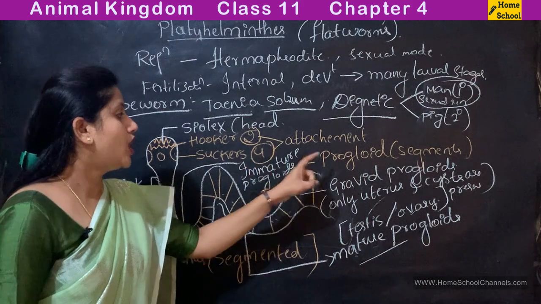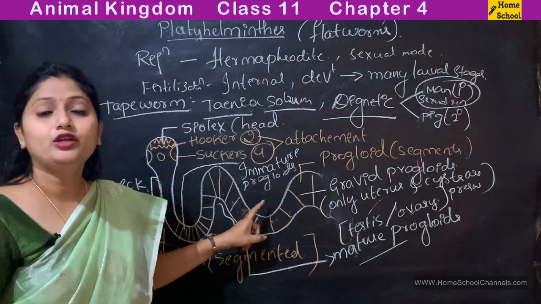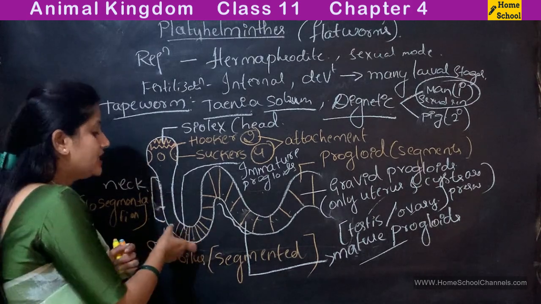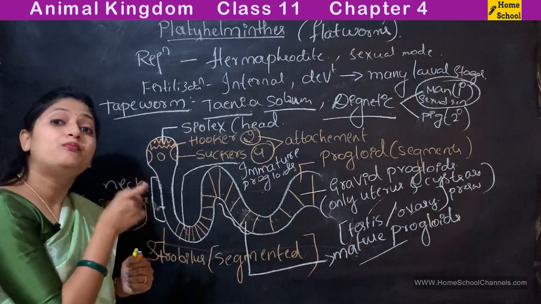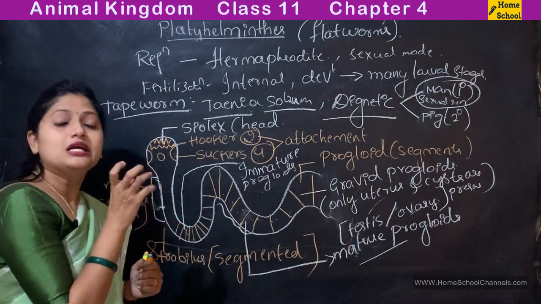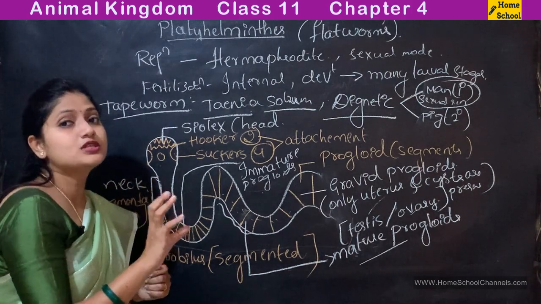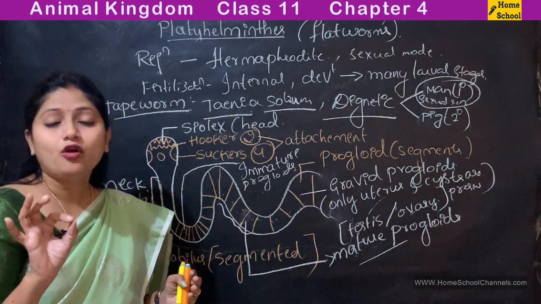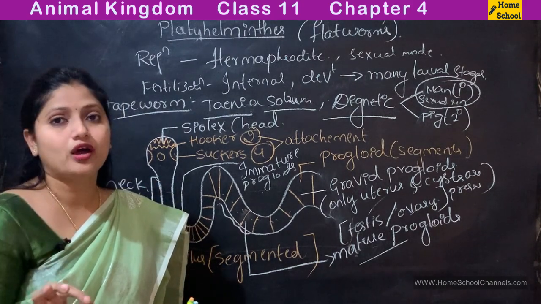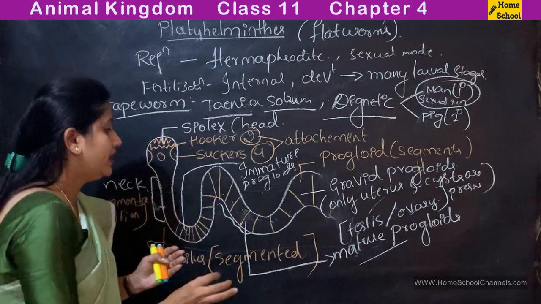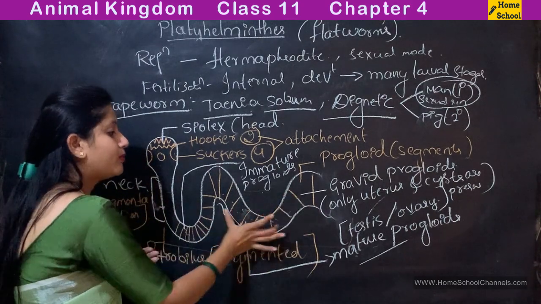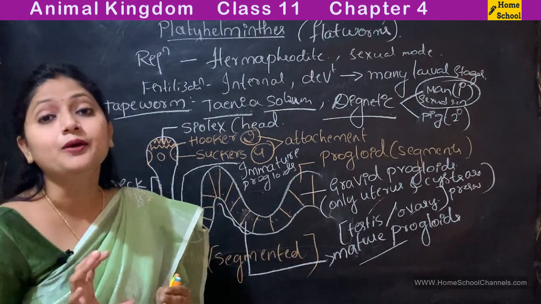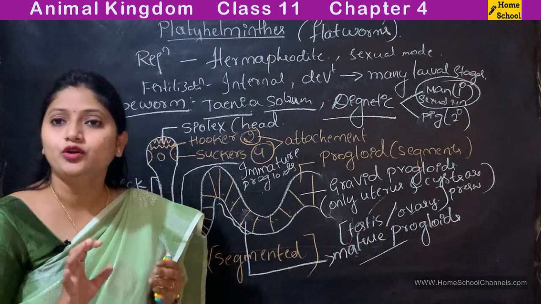Each segment is called a proglottid, and we get to see three types of proglottids here. The one which is near the neck is the newly born proglottid. The younger proglottids are almost immature, without the presence of the sex organs, that is the testes and ovary. Whereas the mid proglottids are the matured ones, which carry the sex organs, that is testes and ovary.